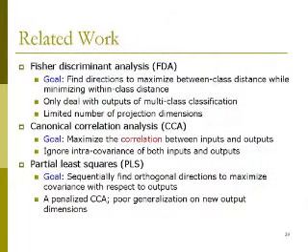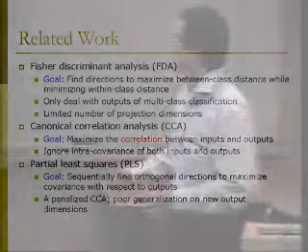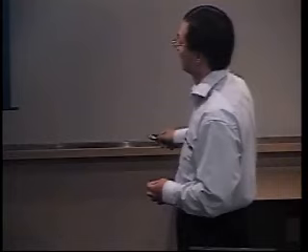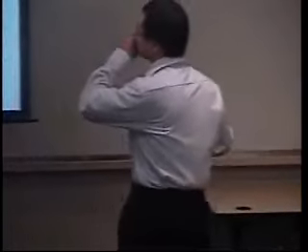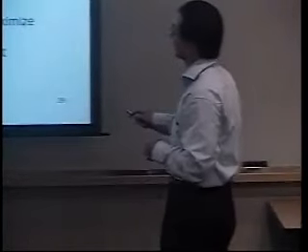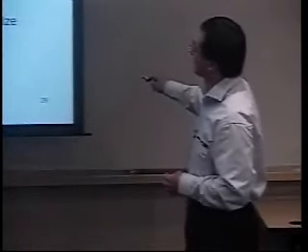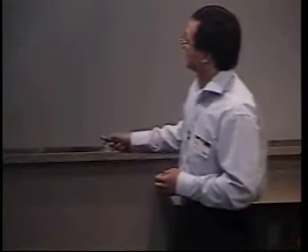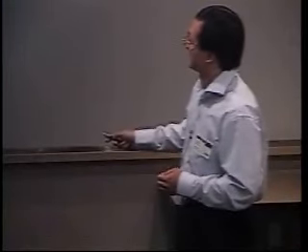Okay, this is some related work. This is most likely to be related work to this work. We compare with FDA, CCA, and PLS. There should be more, but here I just cover the three. For FDA, we try to find directions that maximize between-class distance and minimize within-class distance. But we have a limited number of projection dimensions, and we can only deal with outputs of classification tasks.